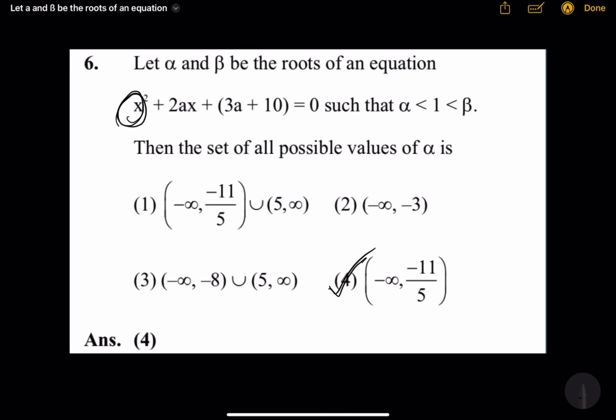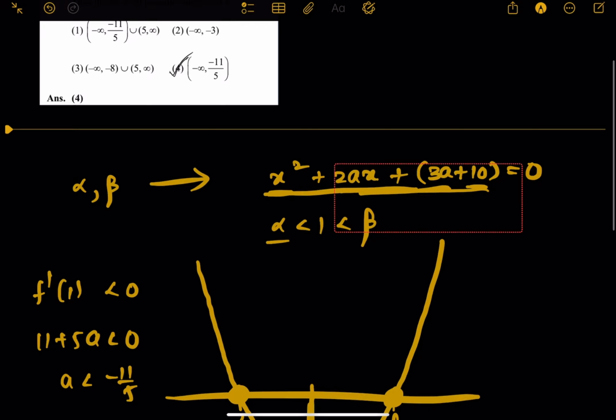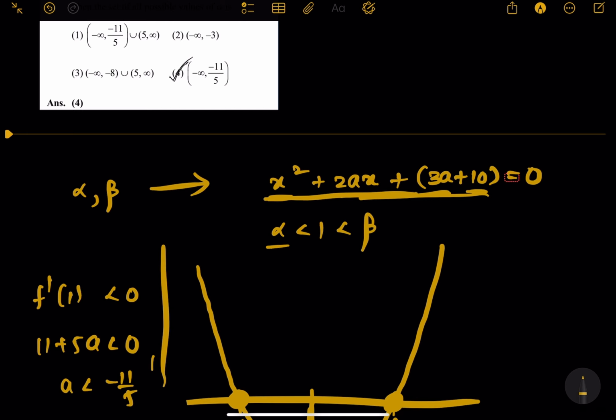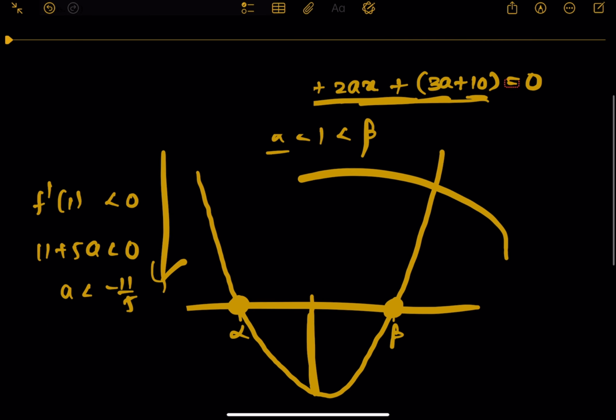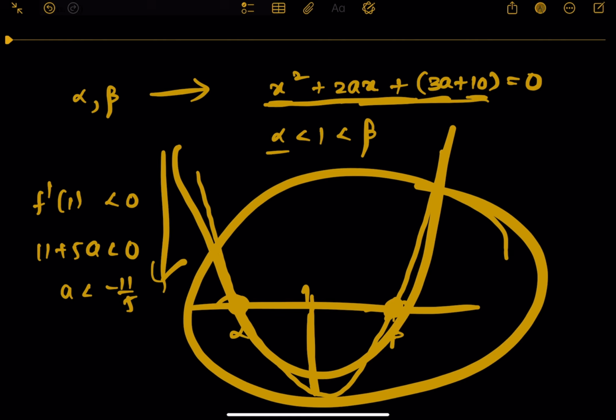This is the observation that you must make. If you go about finding the discriminant and all of that stuff, it will only kill your time. Everything is there in front of your eyes. You know alpha, beta are the roots, you know one lies between them, you know it is an upward parabola, and you can draw the graph. But the most important thing is observing this and writing this, and that's how you get the bound on the value of a.